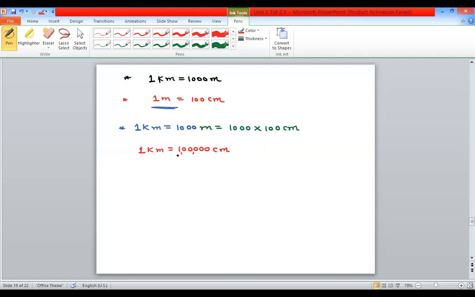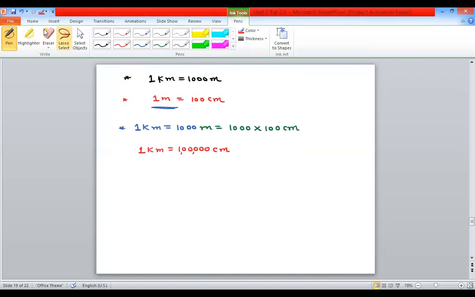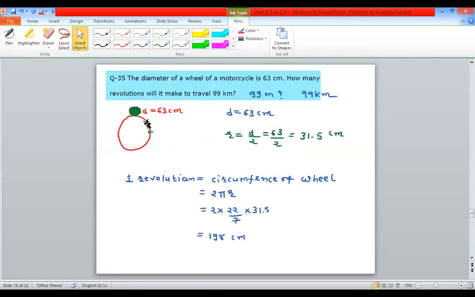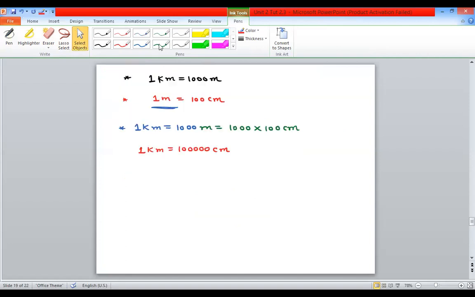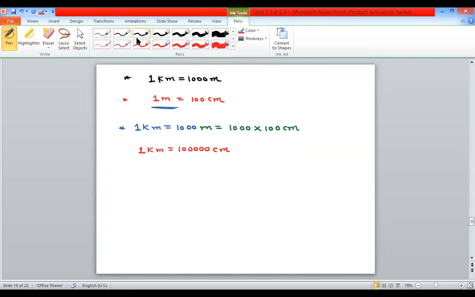Okay. This is your centimeter. Now I want to cover the 99 kilometer distance. So the 99 kilometer, that's mean how many centimeters? It is 99 followed by 5 zeros centimeter.